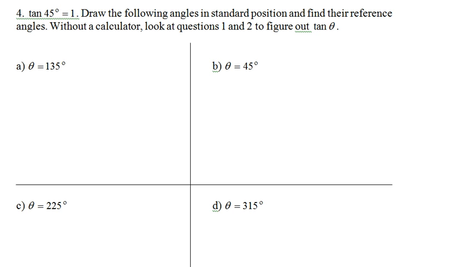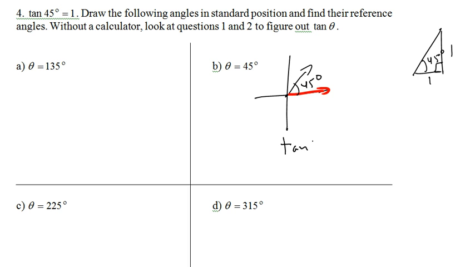Okay, so part 4, we've got tan of 45 degrees equals 1, which we should have known from our special triangle. Remember, if I draw a triangle like that, that's 1, 1, that's 45 degrees, so opposite over adjacent is always going to be 1 over 1, or just 1. Okay, and let's start with part B on this guy. So I'm going to draw theta equals 45 degrees in standard position. So there's 45 degrees. So, done. Tan of 45 is 1. It's already told us that. So this guy's done.